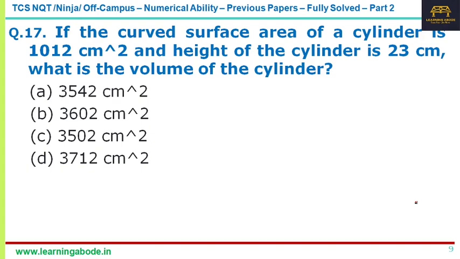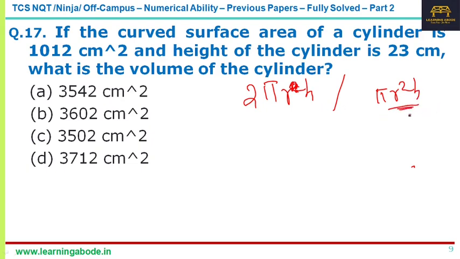So the curved surface area of a cylinder is 1012 centimeter square. Height of the cylinder is 23 centimeter. What is the volume of the cylinder? Now first of all, curved surface area, the formula is 2 pi r square h, right? I'm sorry, 2 pi r h, 2 pi r h, and the volume is pi r square h. Volume of the cylinder is pi r square h, right?